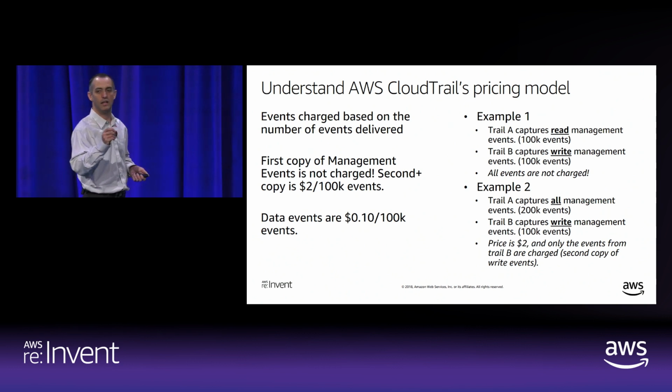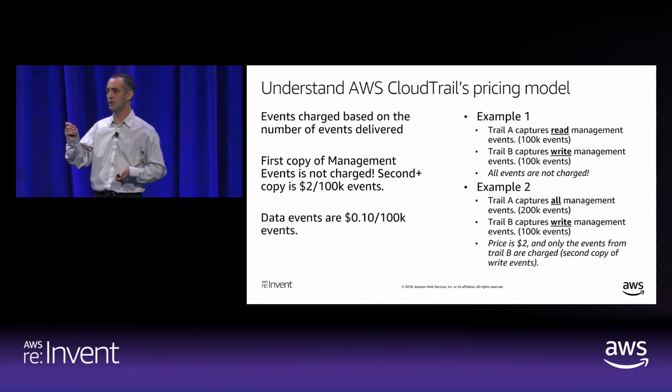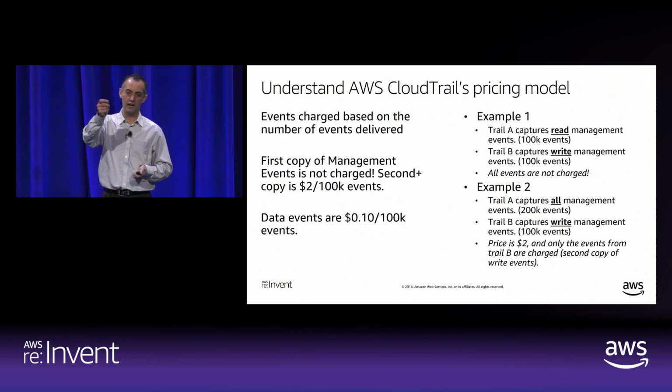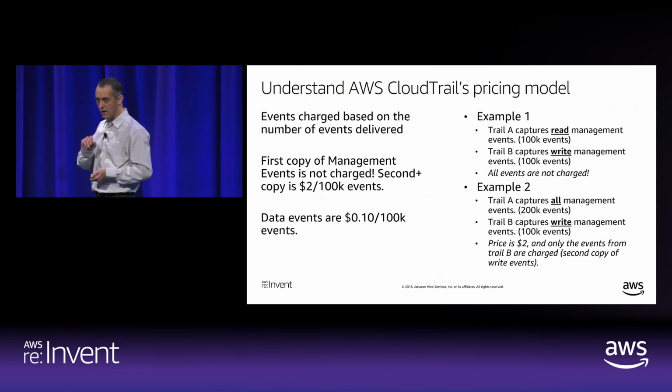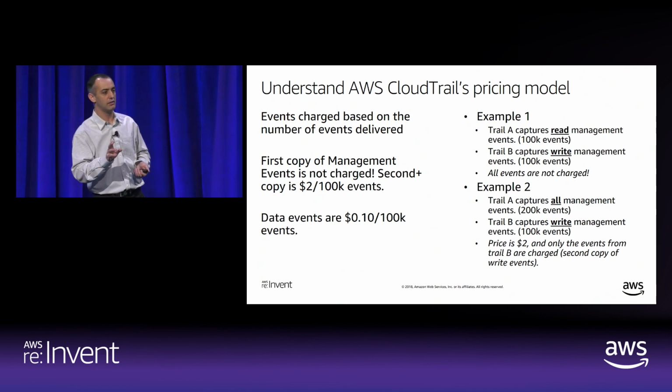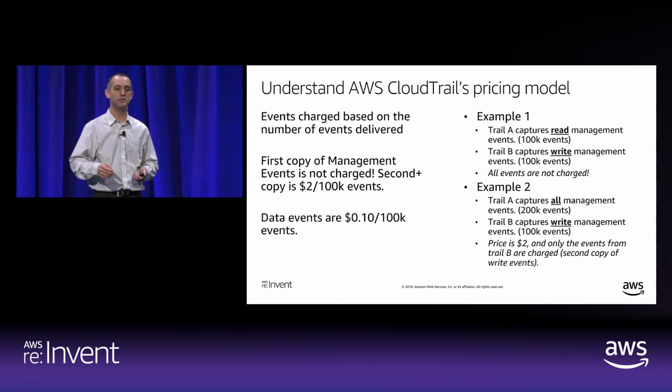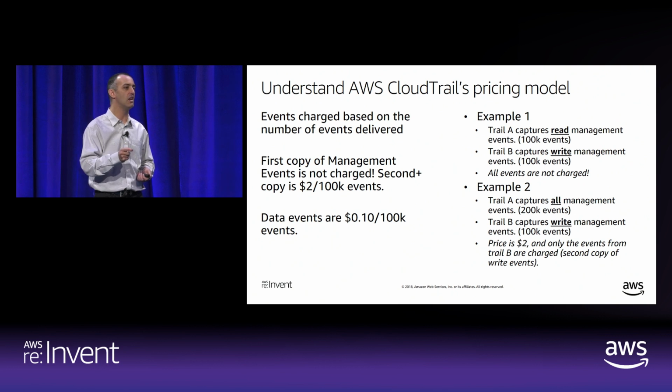You can think of each trail as a delivery action. So if you have 3 trails, you would consider that every event that comes in would be delivered 3 times. That's not strictly true because it depends on the filters, but you can think of it that way. So for management events, we charge $2 for every 100,000 deliveries. The caveat with management events is that the first delivery is not charged.